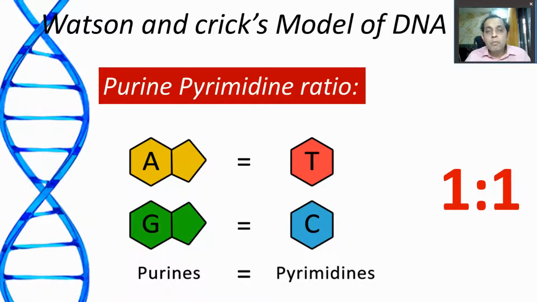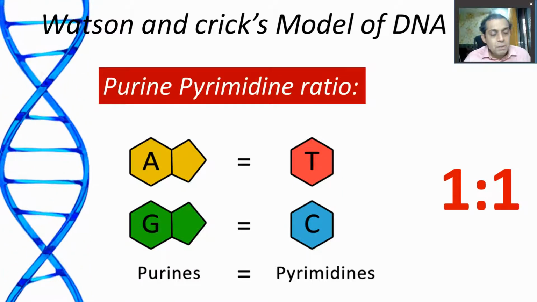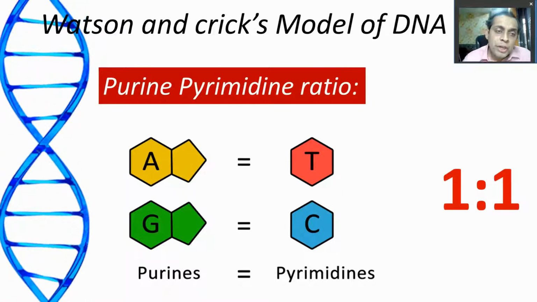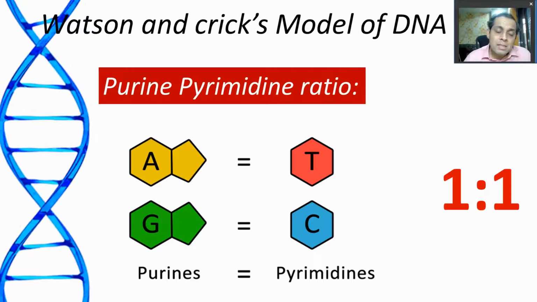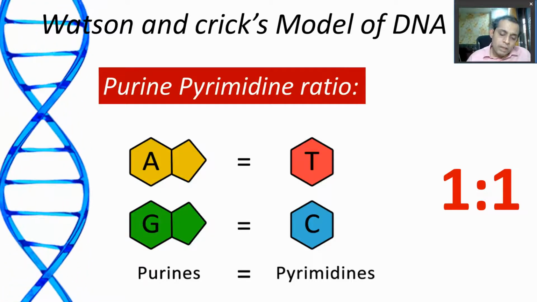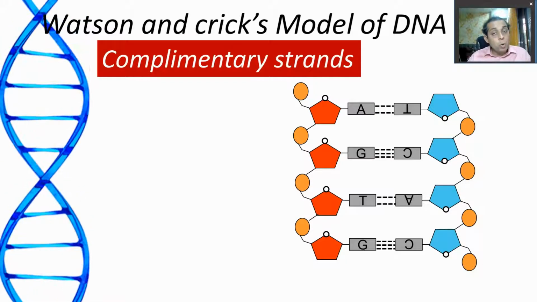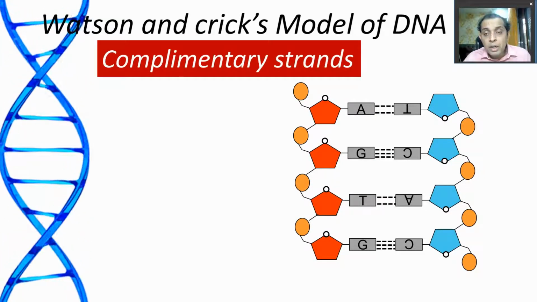Next is the purine-pyrimidine ratio. In any DNA, as per Chargaff's rule, if you take the ratio of purines and pyrimidines, it's equal, it is always 1:1. Both the strands of the DNA are also complementary to each other.